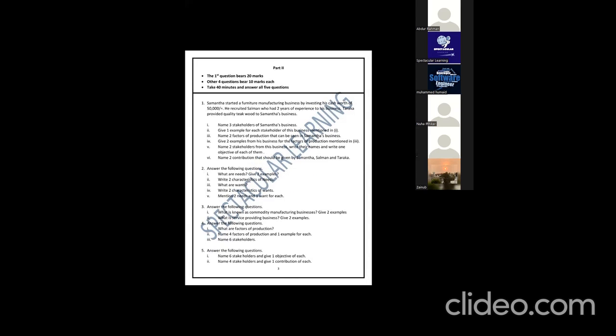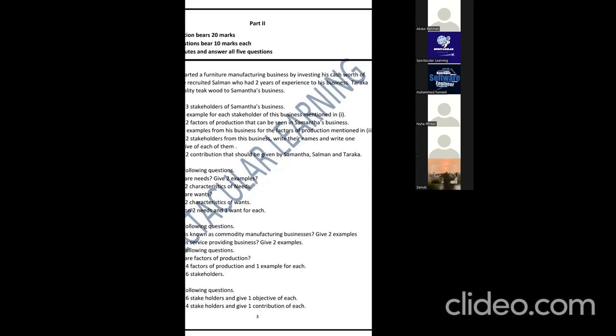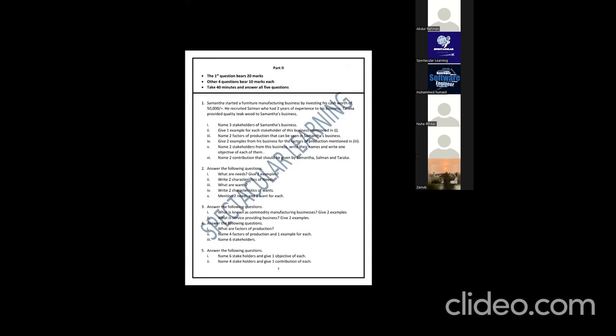Okay, so I've given only 10 MCQs and next I have a part 2 paper. To answer these questions, you all have to unmute and tell me the answer. Samantha started a furniture manufacturing business by investing his cash worth of 50,000. He recruited Salman, who had 2 years of experience to his business. Taraka provided quality teakwood to Samantha's business. So the first question is, name 3 stakeholders of Samantha's business.